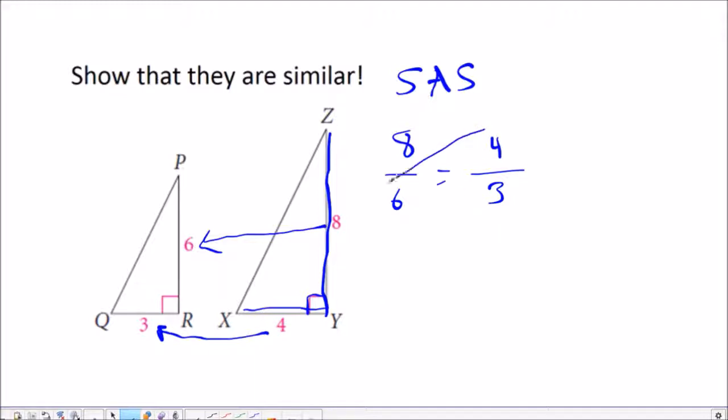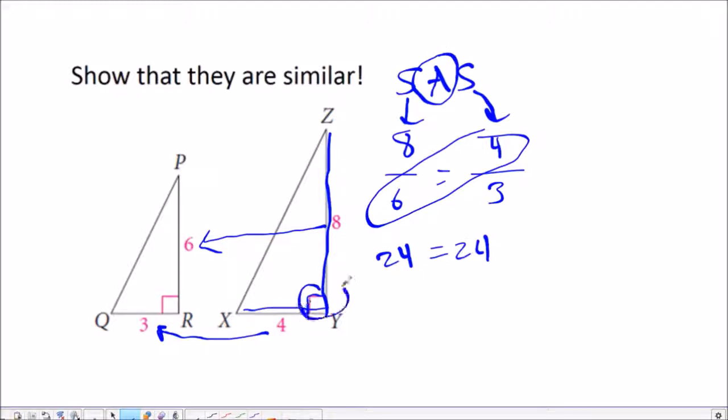We're going to cross multiply. 4 times 6 is 24. 8 times 3 is also 24. And so I have work here. I don't have to write anything for A because that was given right there. And so this is done for full points.